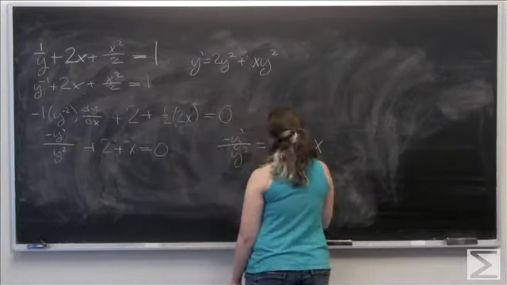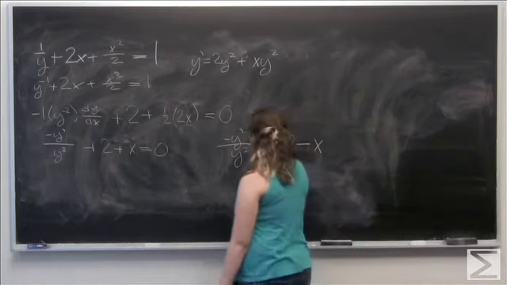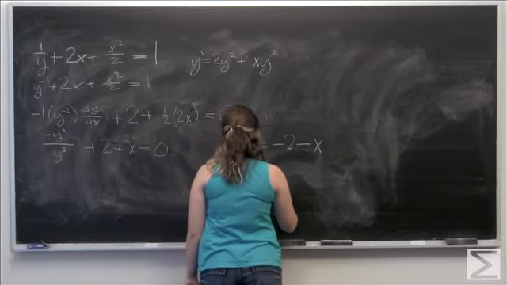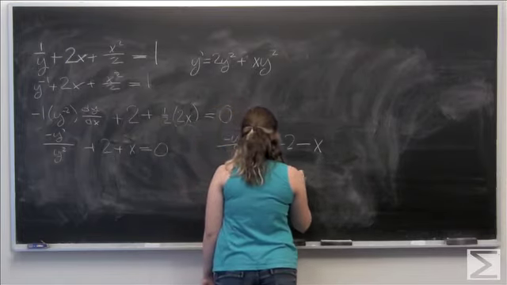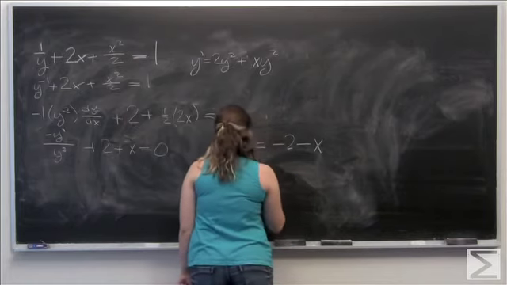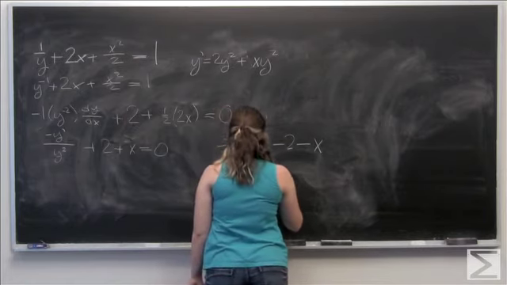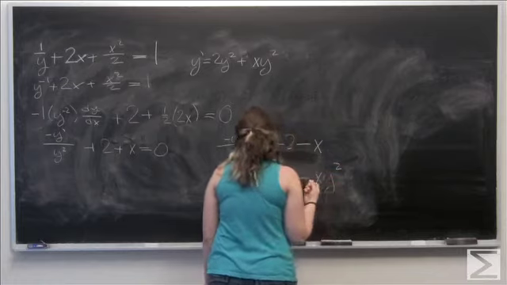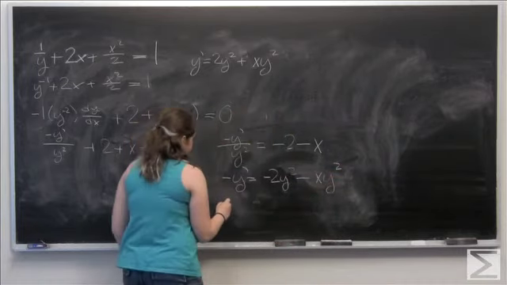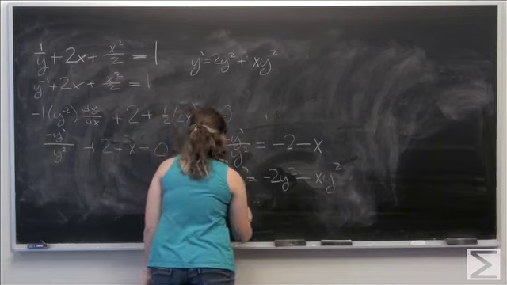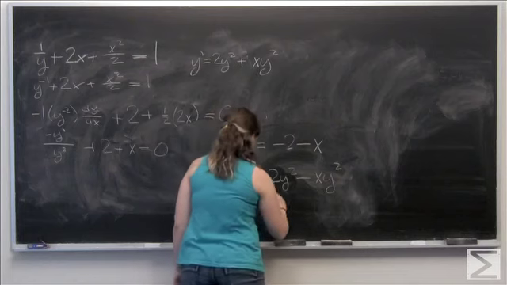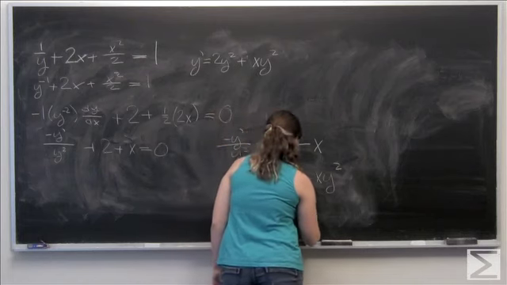Now I'm going to multiply both sides by y squared. So we have negative y prime equals negative 2y squared minus xy squared. Now I'm going to multiply both sides by negative 1, or divide by negative 1. It doesn't really matter how you look at it. So y prime equals 2y squared plus xy squared.